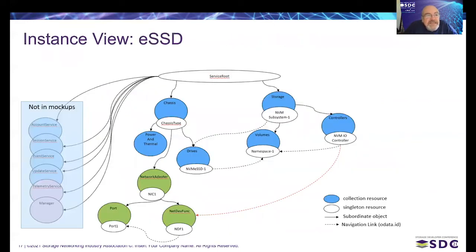And this is an instance view. When you create instances of these objects, this is what you might see. And because it is Ethernet attached, there's a network adapter, there's a port, there are network device functions, etc.